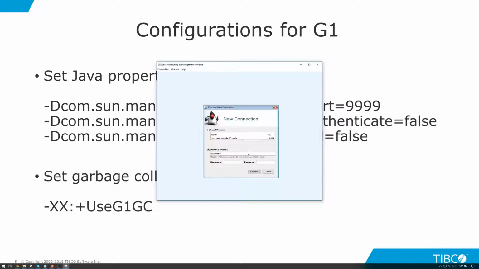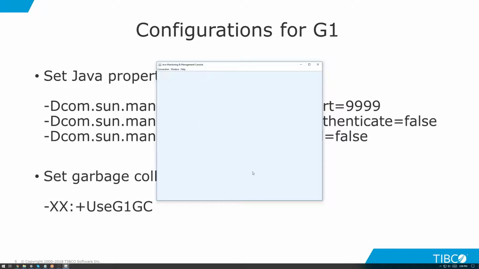Localhost:9999. Again, the port number can change. It can be anything that you want. I'm personally not using 9999, and I don't think I ever will, so that's why I set it to that port number. Connect.